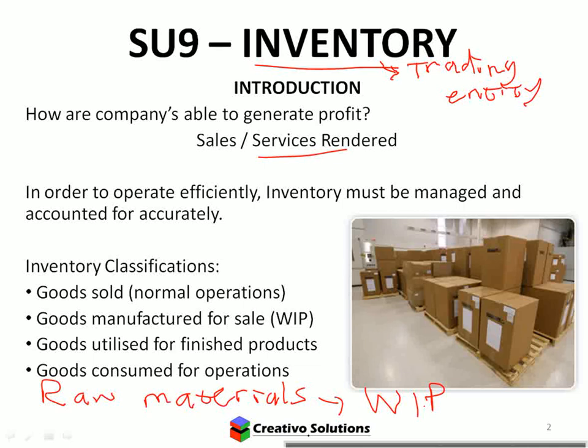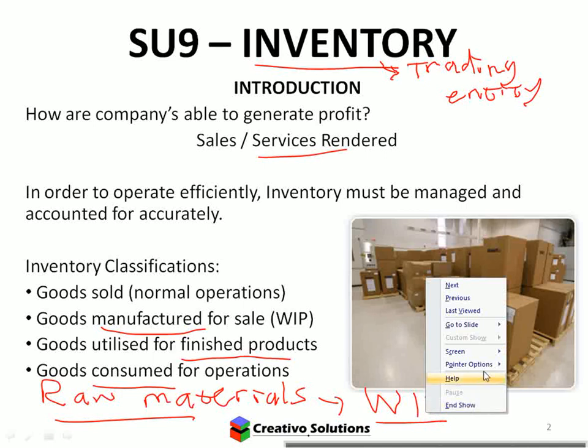That's the finished product. So inventory can be classified in many different categories. It can be goods sold. It can be manufactured goods. It can be finished products. It can be goods that are consumed. It can be raw material. It could be work in progress. It could be many different things. But as long as it's part of your operation, something that you're going to be using for sales, then it'll be considered inventory. The most important thing is, what type of account is inventory?